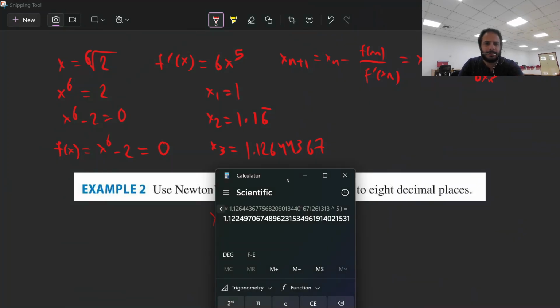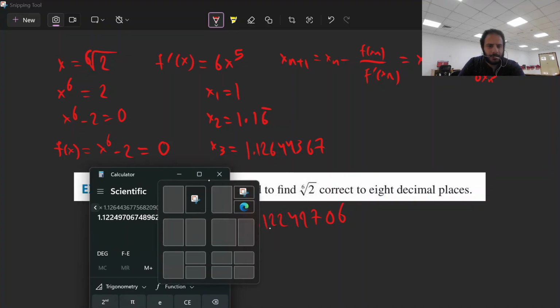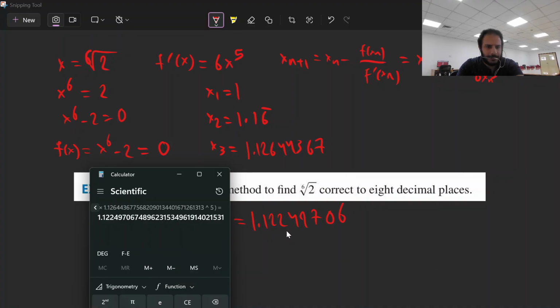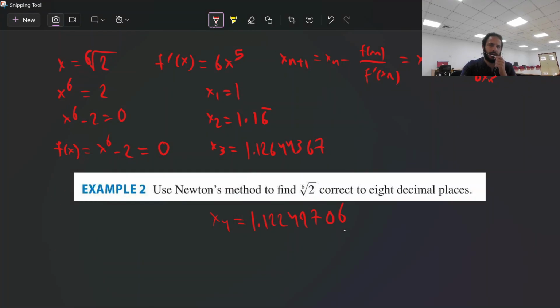Is it correct? 1.122. Good, it's correct. Now let's see the correct digits. Here you have 1.12, here you have 1.12. So these are correct, okay? What about this 2? We don't know yet. We need to find x5, okay? Let's find x5 now. Do you have questions about this?